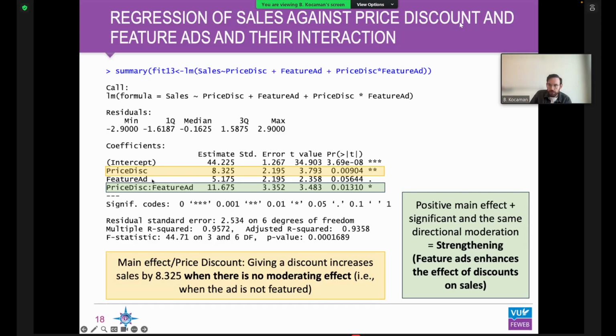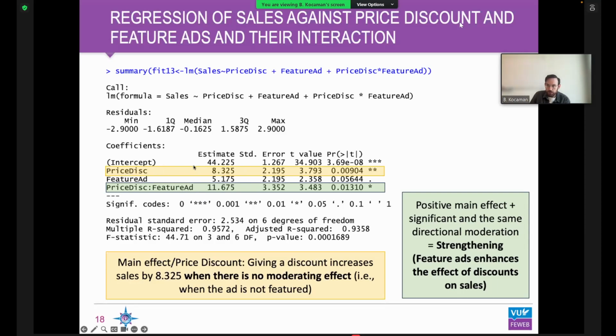right? So let's say you had price discount. So price discount is 1. And then you want to understand what's the effect of feature ad when you have a price discount. That is this moderation effect. So on top of this 44.225, and this is prediction, right? So here, if someone asks you what's the average sales when you have a price discount but no feature ads, you put 0 for feature ads. So these are canceled. So you don't have a moderation effect in this case because this is 0.